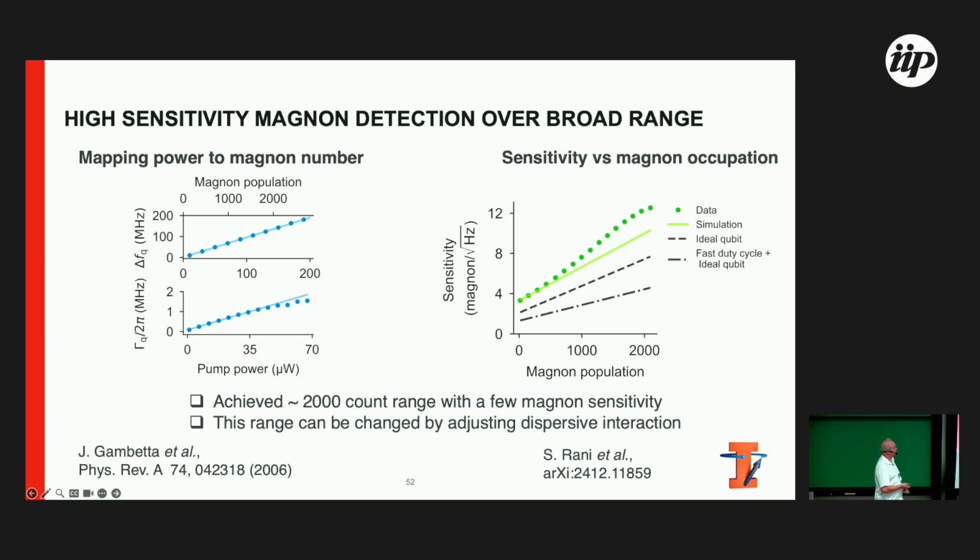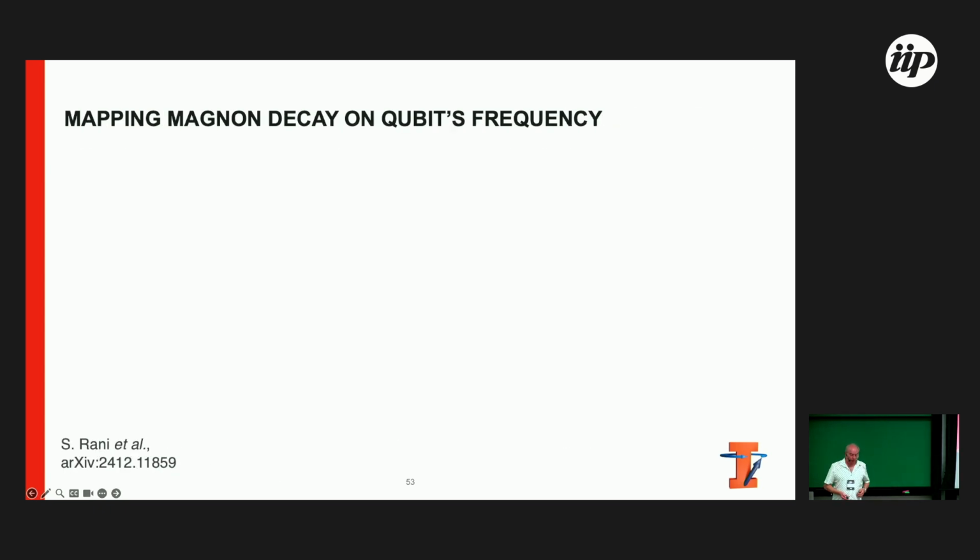So if we adjust the dispersive interaction and make it stronger, we get higher sensitivity, but also a smaller bandwidth that we can measure. Vice versa, if we make it even weaker, we can measure over a larger bandwidth, but there is this trade-off that's inherent in all of this.